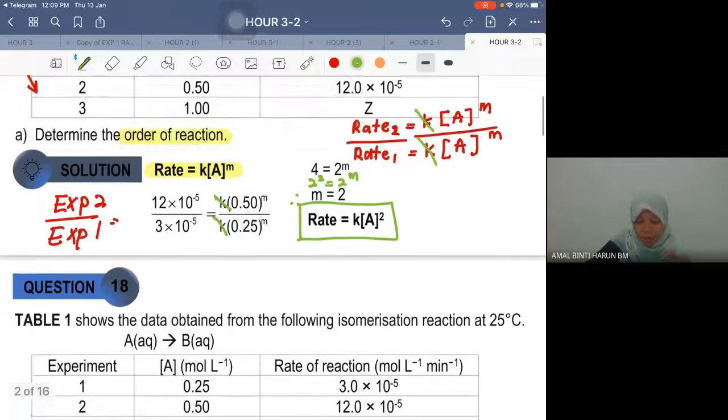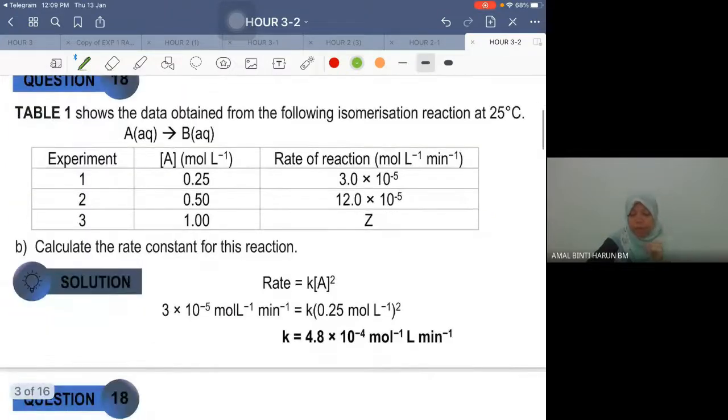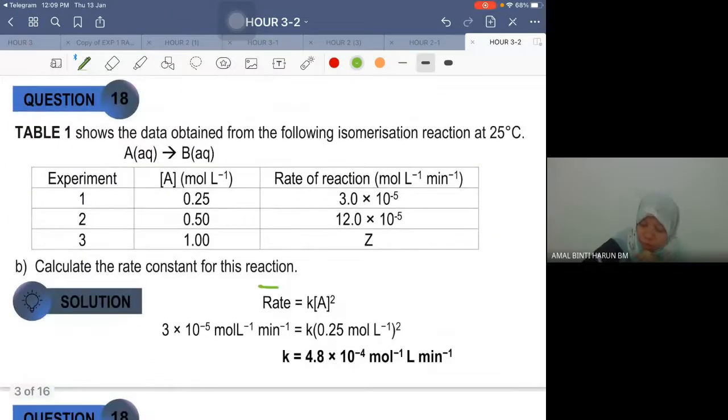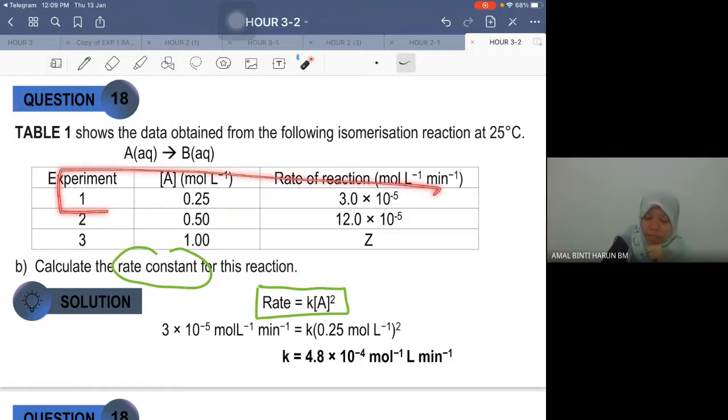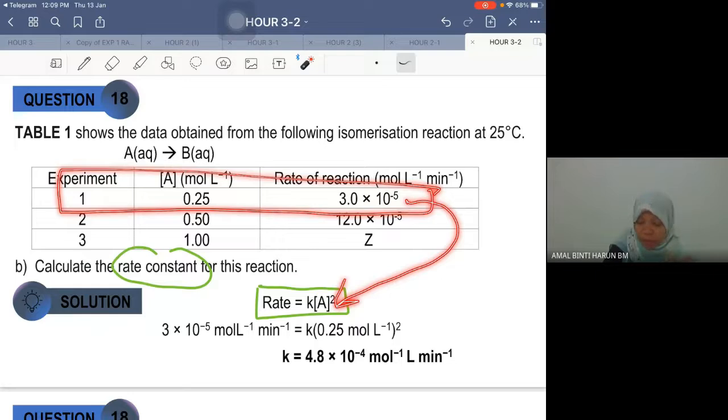Okay, 18. Kemudian, dia kata bila kita dah tulis rate law, dia minta kita cari apa? Rate constant. Okay, so choose any of the data experiment available and substitute into our rate law. You boleh pilih data eksperimen 1 untuk dimasukkan ke dalam rate law. Boleh, sebab kita nak cari apa? K kan.